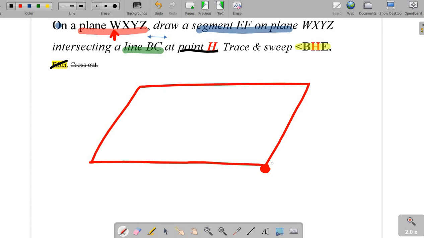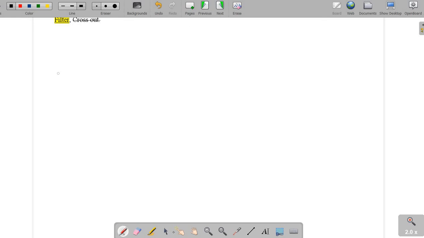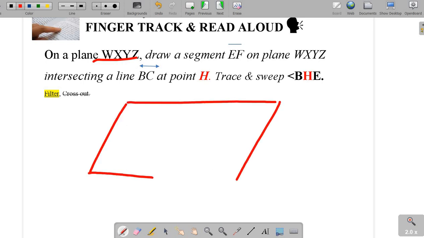What does matter is that you label it either going clockwise or counterclockwise. No Z labeling. So you would never go like this, WXZ label YZ. Do you see what I just did? Kind of a Z labeling. That would be incorrect. So I start with my plane, WXYZ. Put the W there. I'm going to go clockwise, X, Y, and Z. Now I've got myself a plane.